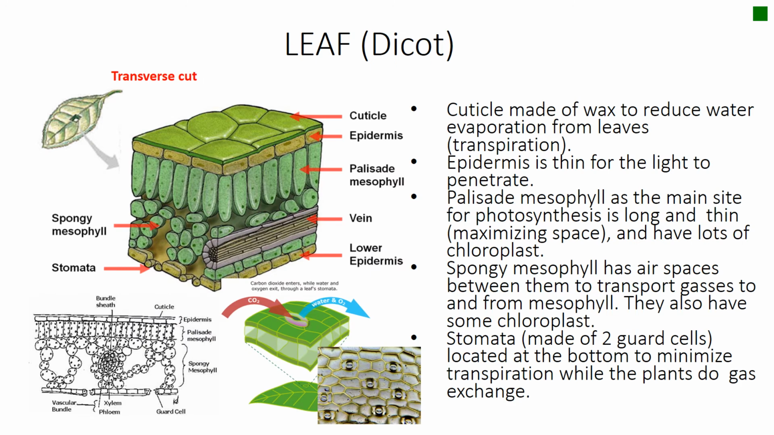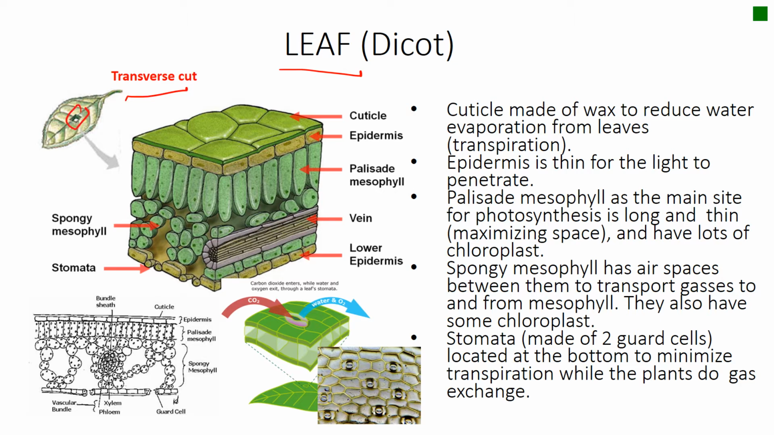And here comes the leaf. For the flower, we will talk about it in a future video when we talk about the reproductive system of plants. So for now, let's focus just on the leaf for the shoot system. Alright, so this is the transverse cut of the leaf.